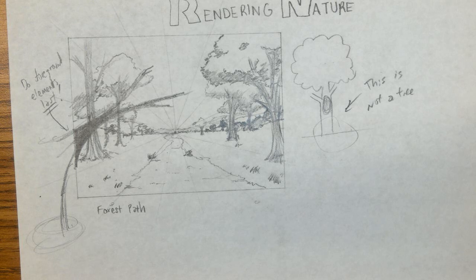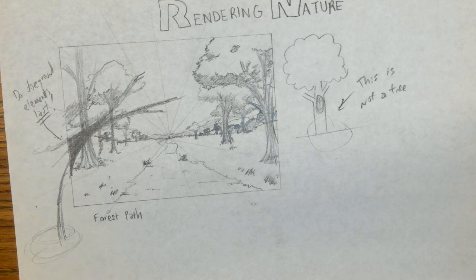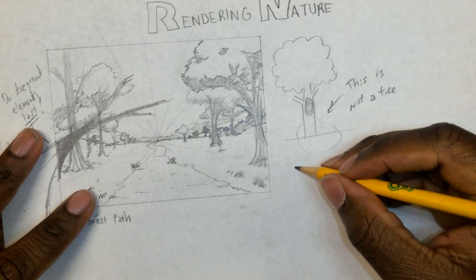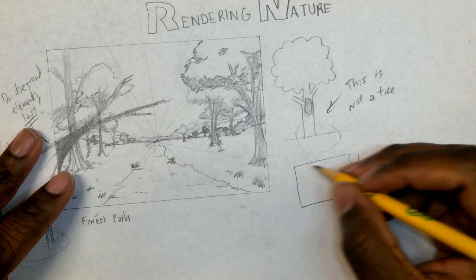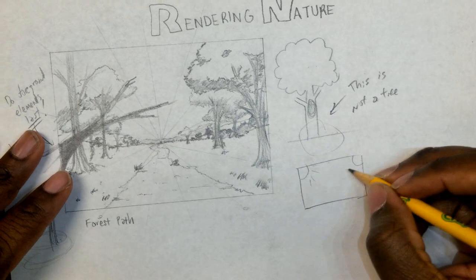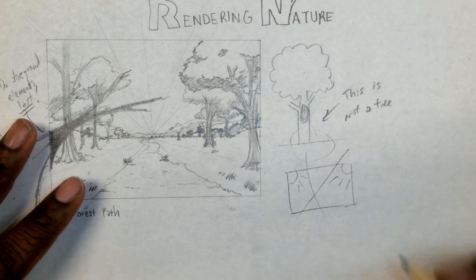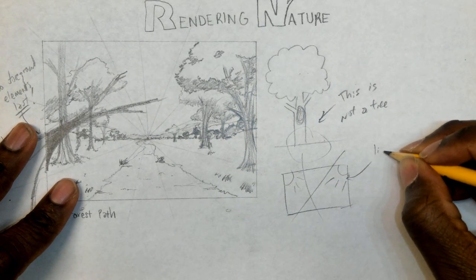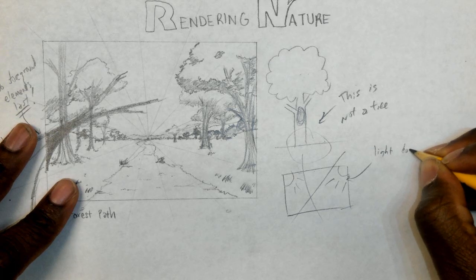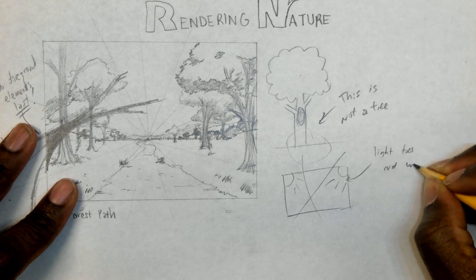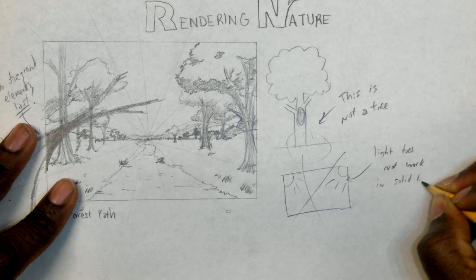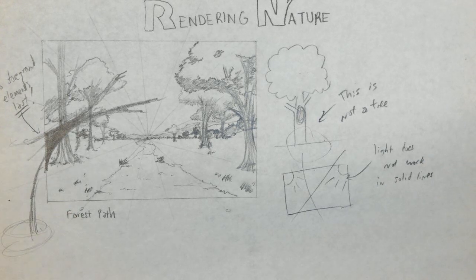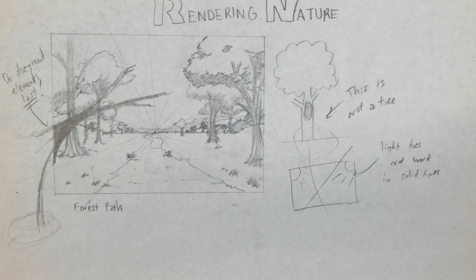Finally, let's talk about where to put our light source. Now, something else that I see a lot of people do is that they'll just say put the sun over here or over here and just have it shine down. Okay, that's also a no. One, light does not work in solid lines. If you want to show light shining down, God rays, however you want to put them, then that's done through your shading.